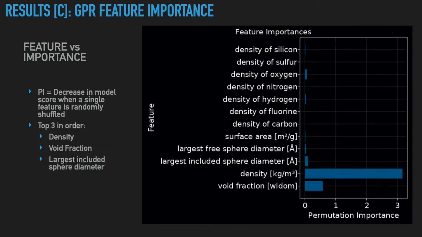All right, moving on to feature importance using our GPR model. This is just a measure of how influential a given learned feature was in the prediction of methane deliverable capacity by the model. And so you can see that our top 3 as measured here are density, void fraction, and largest included sphere diameter.